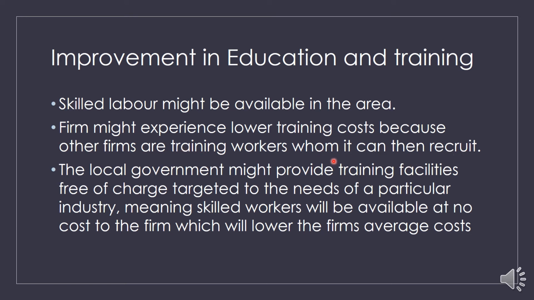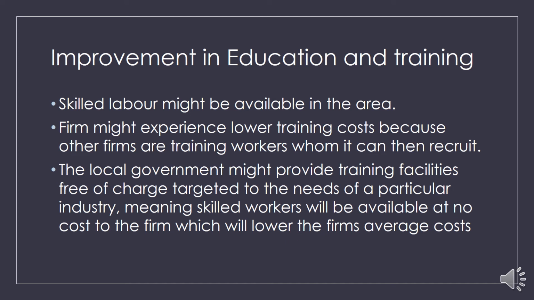For example, previously they would recruit and then give training. That is an additional cost for the business. But now the workers are already trained and skilled. The local government might provide training facilities free of charge, targeted to the needs of the particular industry, meaning the skilled workers will be available at no cost to the firm, which will lower the firm's average cost curve.